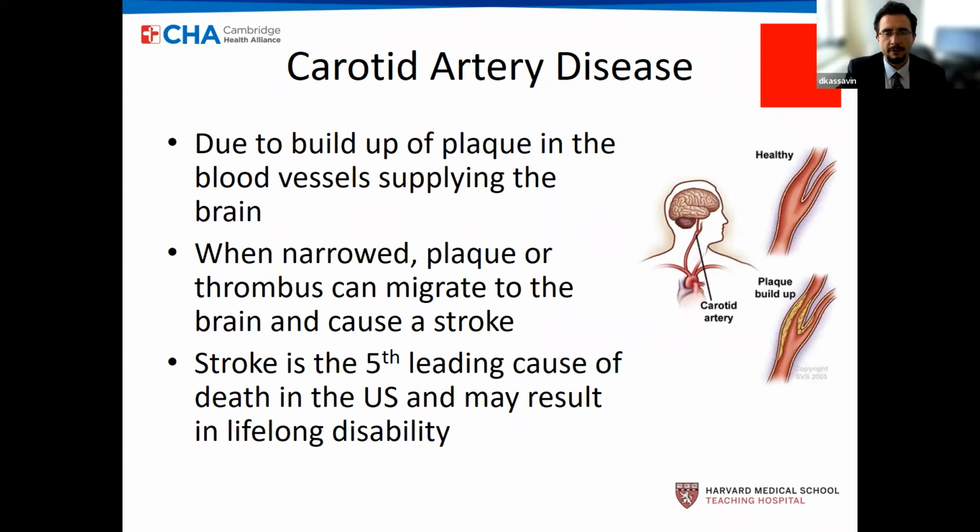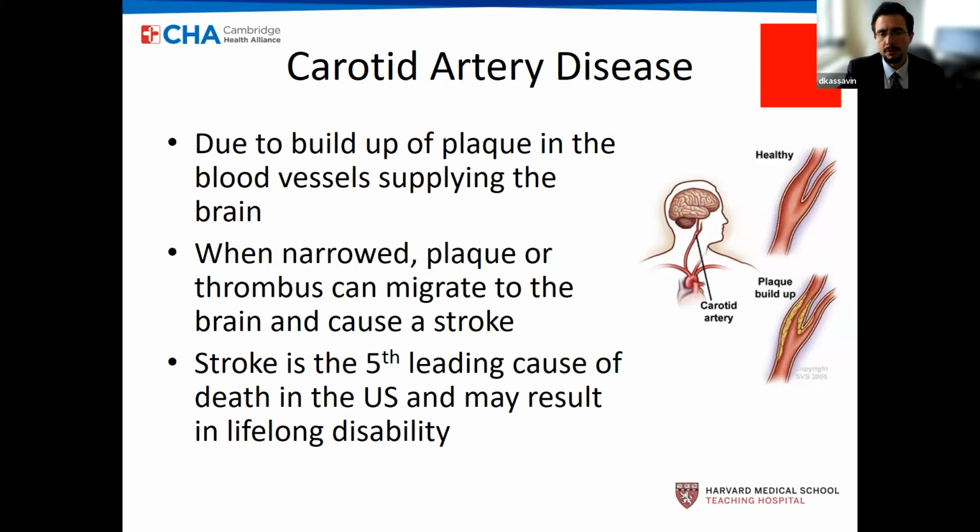This is going to be the final part of the talk for the arterial component, and this is the carotid artery disease slides. And so this is due to the buildup of plaque in the carotid arteries, which are a pair of the main blood vessels that supply the front of the brain. And so when we have narrowing in these blood vessels, there's a risk of plaque breaking off and potentially migrating to the brain, which essentially results in a stroke.